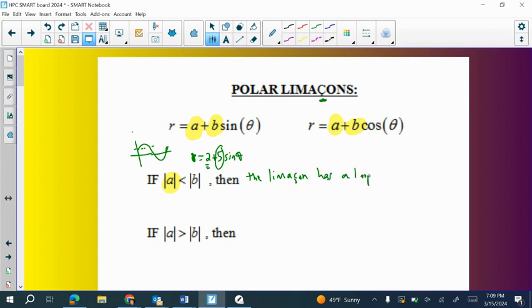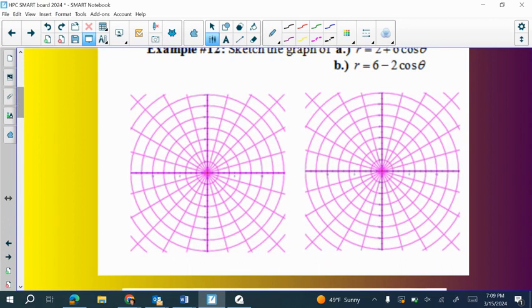But if it's the other way, if the first number is bigger, you're never going to cross the origin, so then there is no loop. So the limacon has no loop. Okay, but again, look at your frequency, just theta. So we only have to check the quadrantal values.